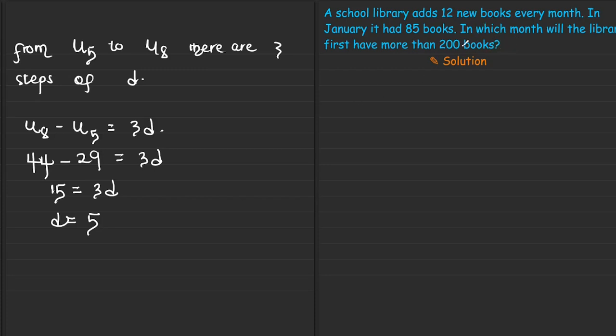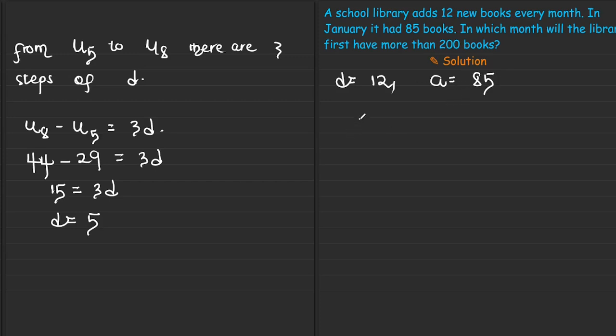So let's write down our parameters. It says a school library adds 12 new books every month. This is simply to tell us that the common difference, that is after every month, our D is going to be what? 12. Now in January, we are going to start with January. So our first term is what? 85.